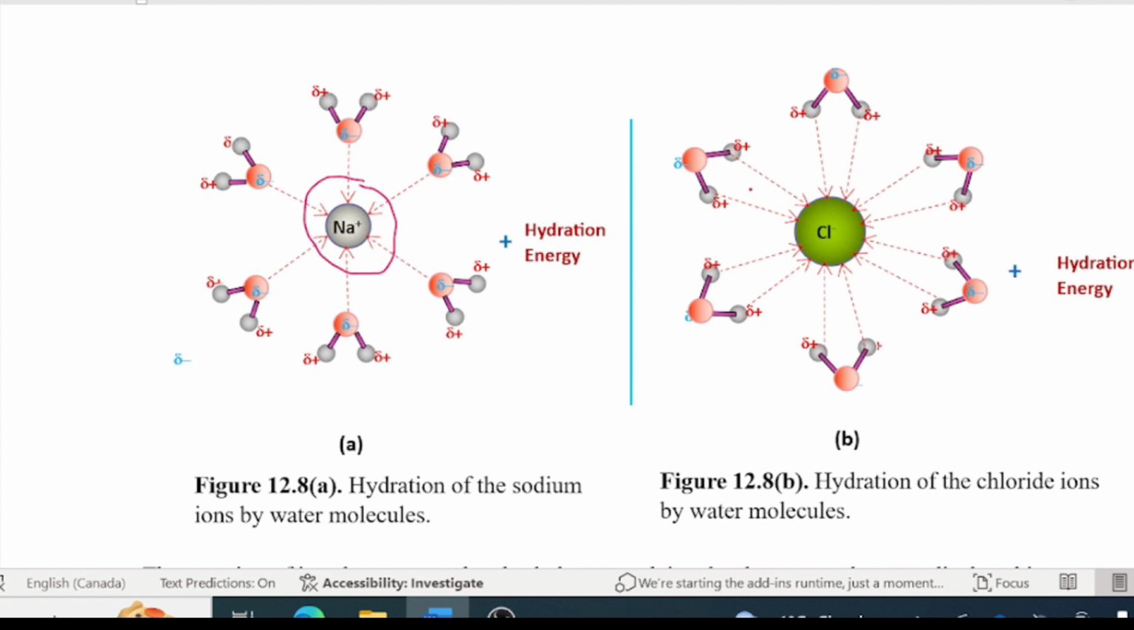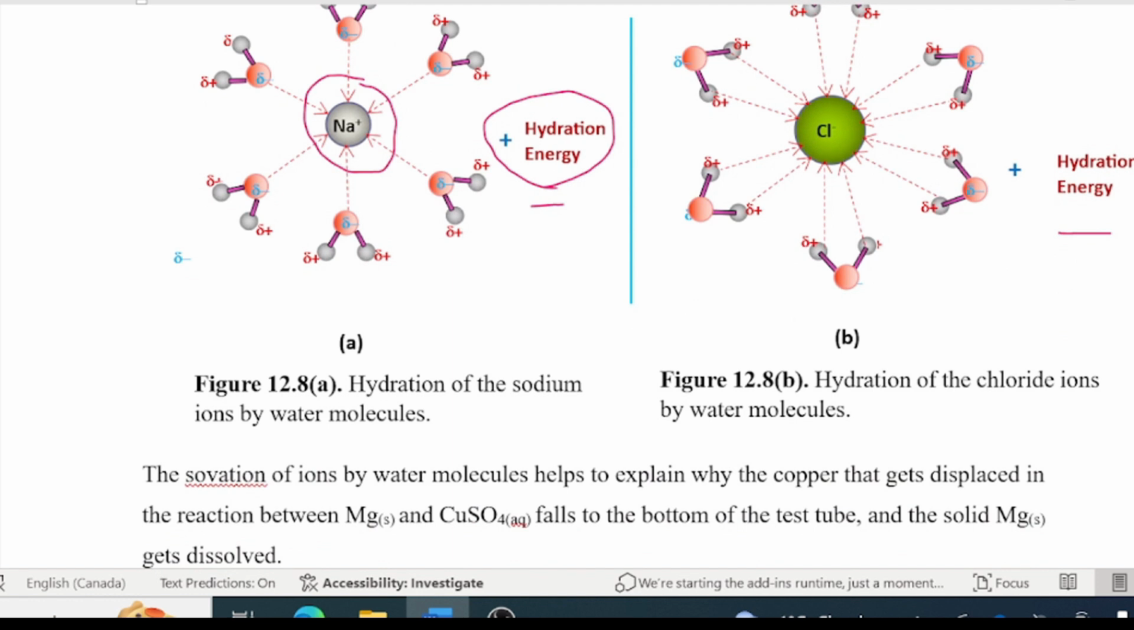Same thing is happening here, okay? But the water molecules are oriented in the opposite direction to attract that. And this process here liberates energy, okay? So this is called solvation of the ions. So this is how an ionic crystal dissolves.